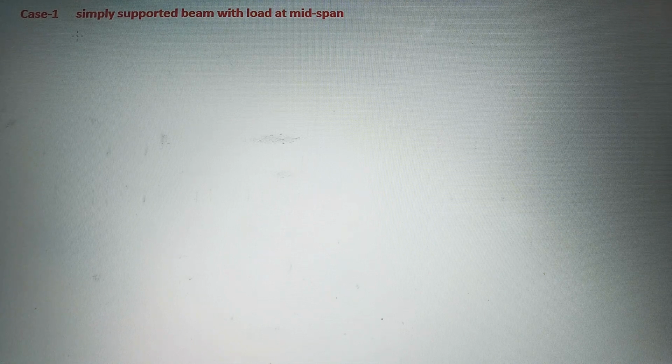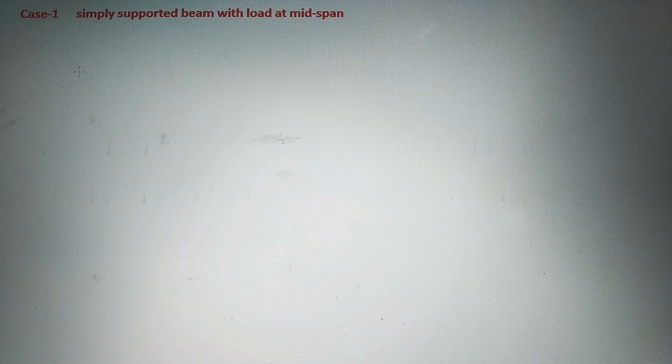Next is the cases of simply supported beam. Here we will see some cases of simply supported beam. So case 1 is simply supported beam with load at mid span. So this is the first case of the simply supported beam.